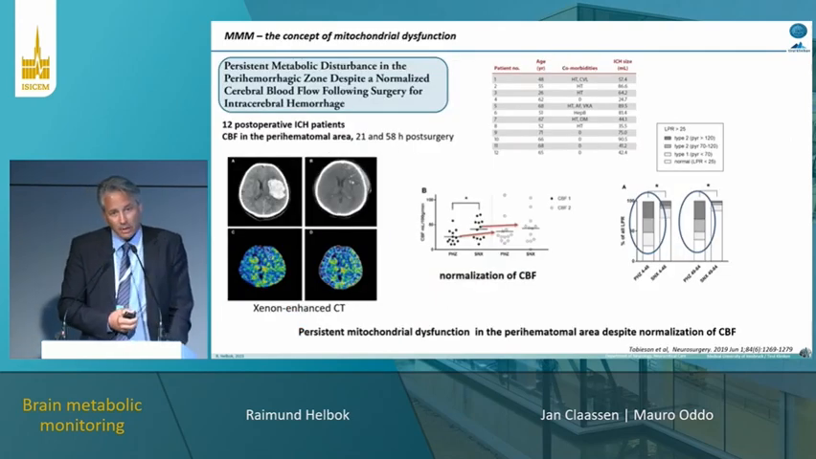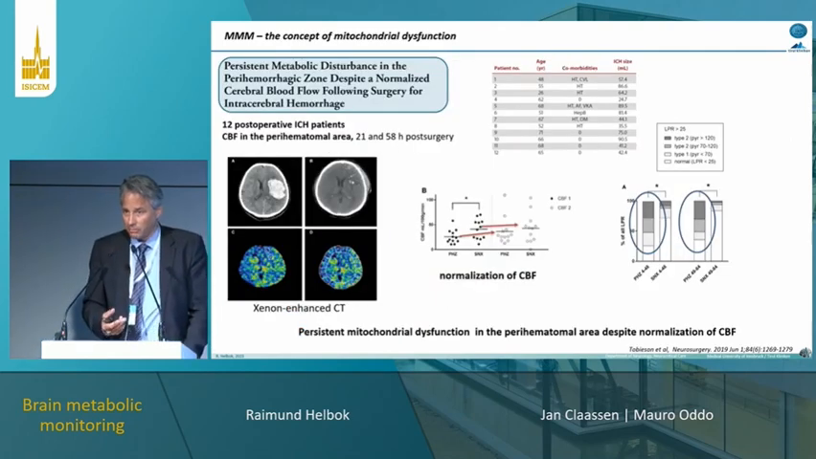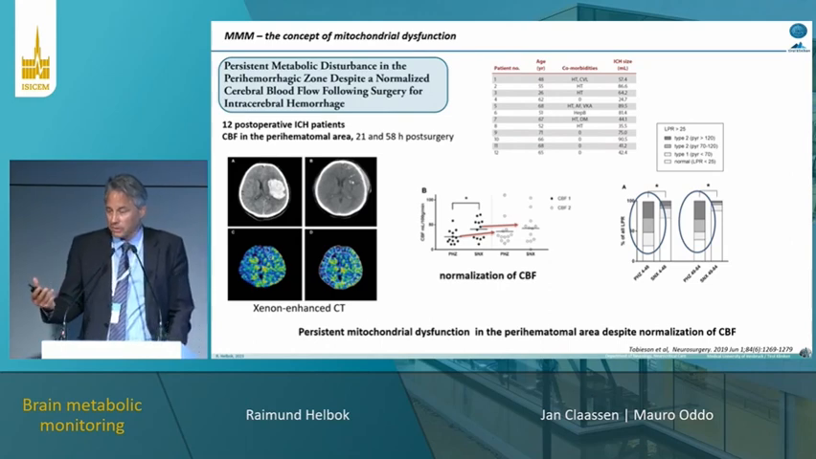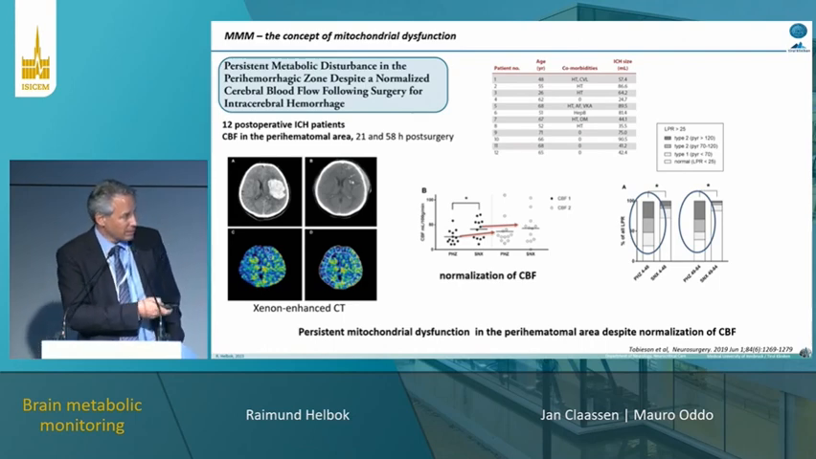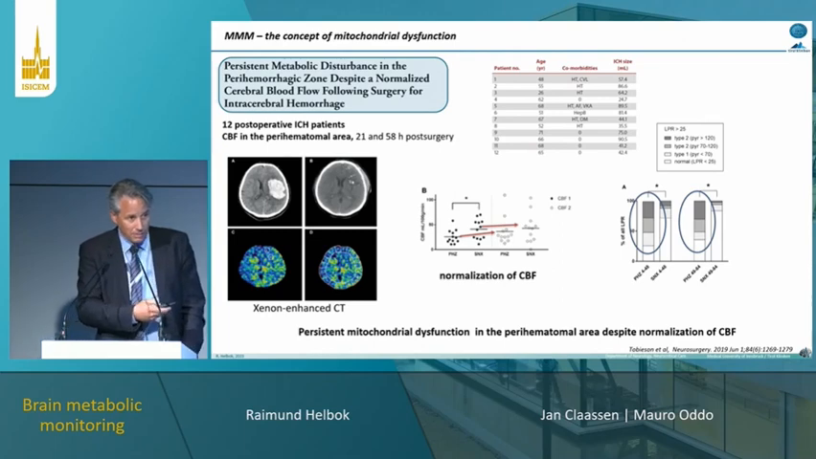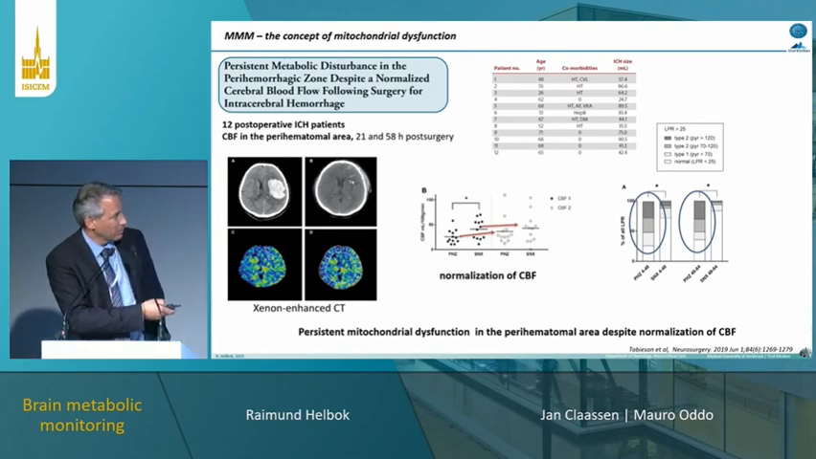That mitochondrial dysfunction occurs in the brain of TBI patients, SAH patients, and ICH patients is, from the concept, very obvious. I think there are several physiologic factors which, if they are pathologic, also influence mitochondrial function. We know it very well from the TBI patient population, and this is a patient with intracerebral hemorrhage.